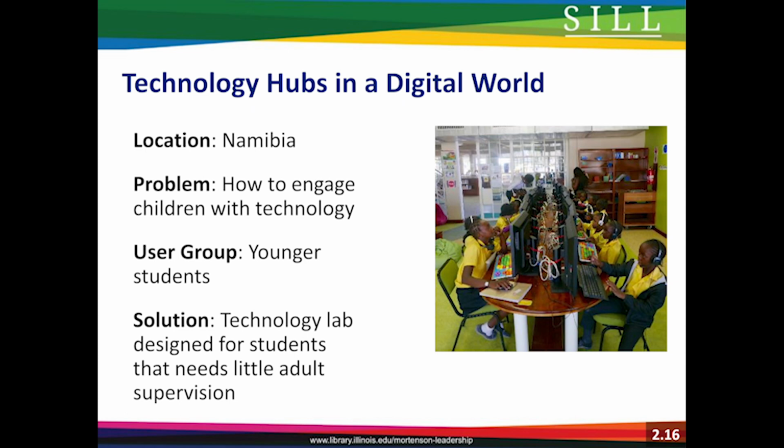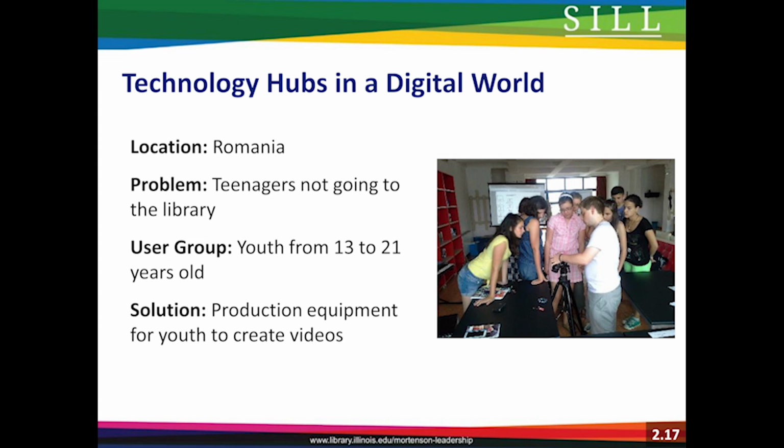Nowadays, they have the reverse problem. The children want to skip school and come to the library instead. In Romania, they decided to use technology with teenagers. When they were doing sort of a community assessment, they realized that the teenagers were not coming to the library. So they talked to the youth from ages 13 to 21 years old, and they asked them what they were interested in, and they said technology.